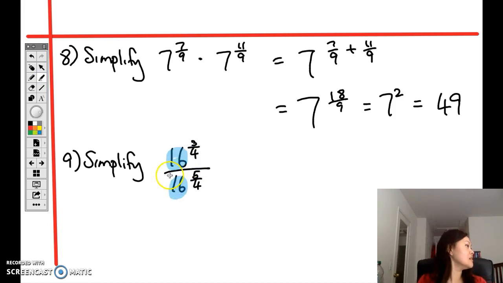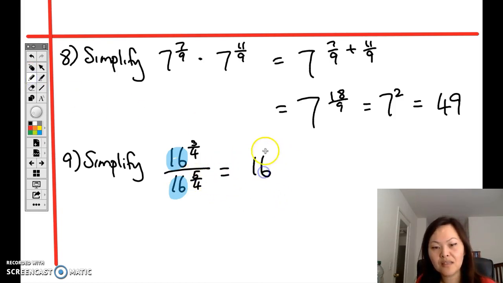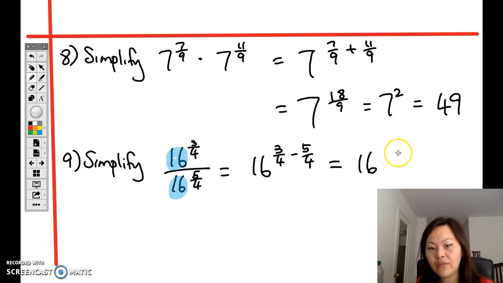You need to have the same base, okay? Just checking the time because I only have 15 minutes that I could record. So that would be 16 raised to the power of 3 over 4 minus 5 over 4, which gives me 16 to the power of negative 2 over 4. You can simplify that to negative 1/2.